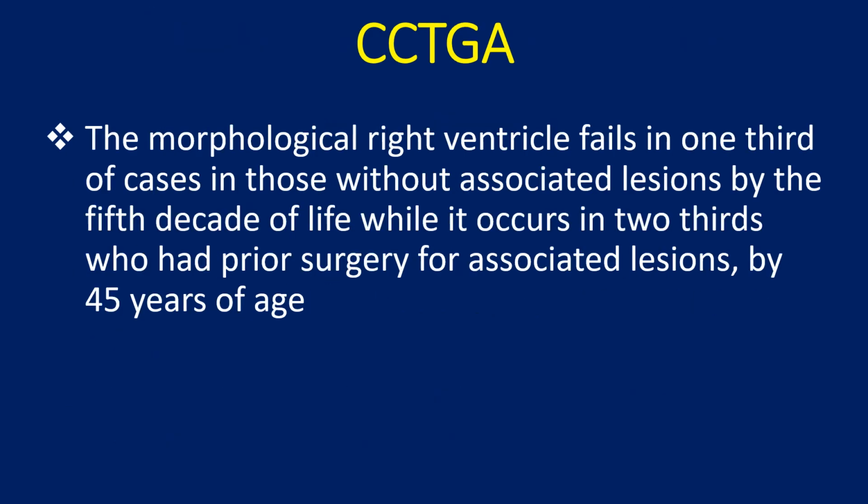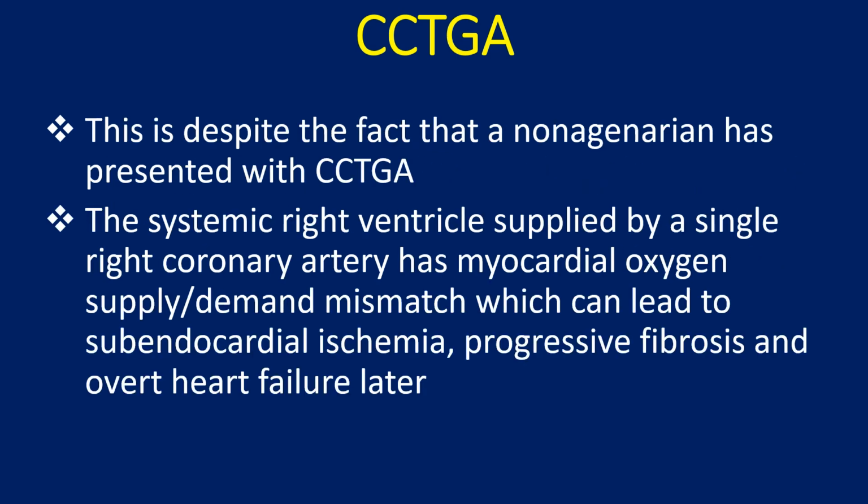The morphological right ventricle fails in 1/3 of cases in those without associated lesions by the 5th decade of life, while it occurs in 2/3 who had prior surgery for associated lesions by 45 years of age. This is despite the fact that a nonagenarian has presented with CCTGA. The systemic right ventricle, supplied by a single right coronary artery, has myocardial oxygen supply-demand mismatch, which can lead to subendocardial ischemia, progressive fibrosis, and overt heart failure later.